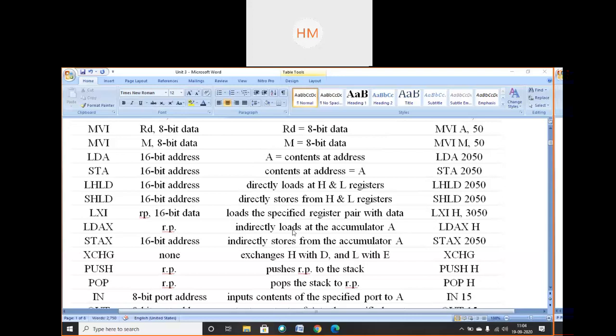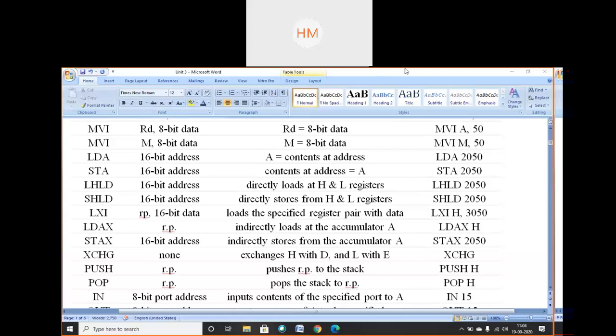So LDAX indirectly loads the accumulator A. Whatever contents are in the register pair, in H, that content will go into the accumulator. Will this register pair have 8-bit data or 16-bit data? Students, tell me that. What will be copied? What data will be copied into the accumulator?